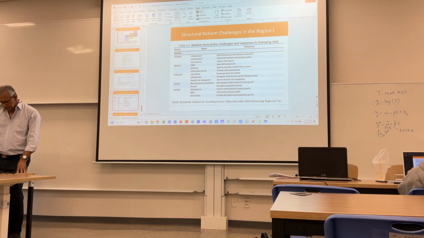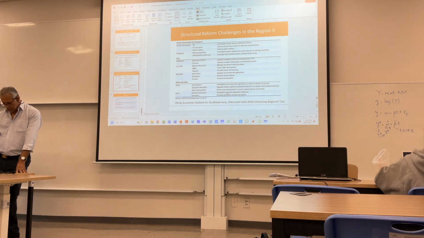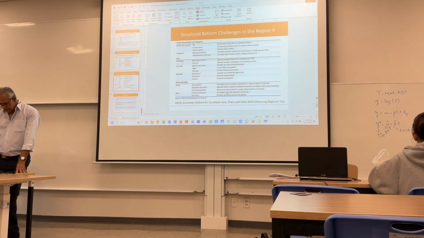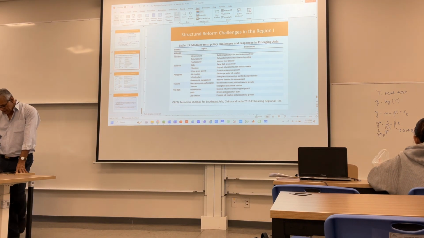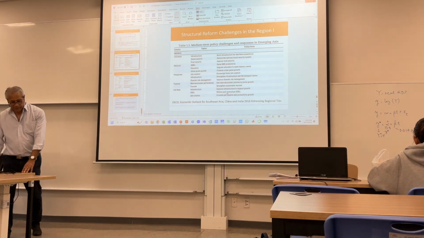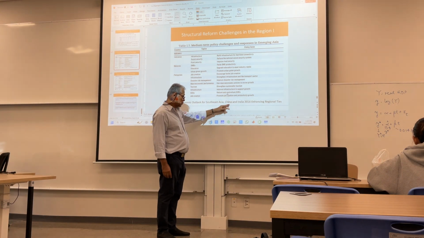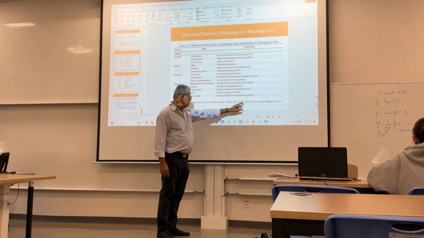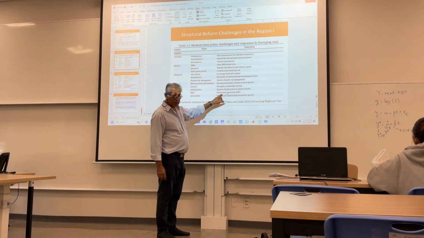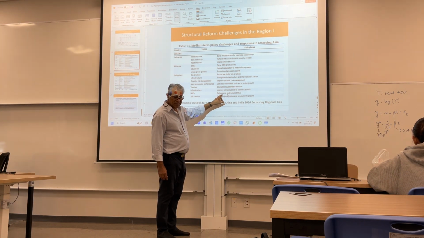You can look at some of these things more. These are kinds of recommended structural reforms in East Asian economies: Indonesia, Malaysia, Philippines, Thailand. And for Vietnam, what was recommended in 2016 is that Vietnam needs to improve its infrastructure. It also needs to reform its state-owned enterprises.